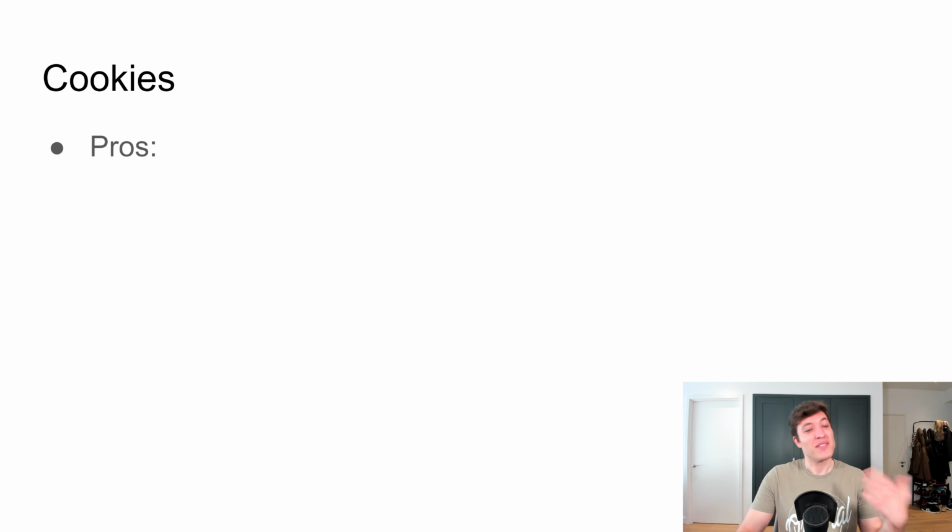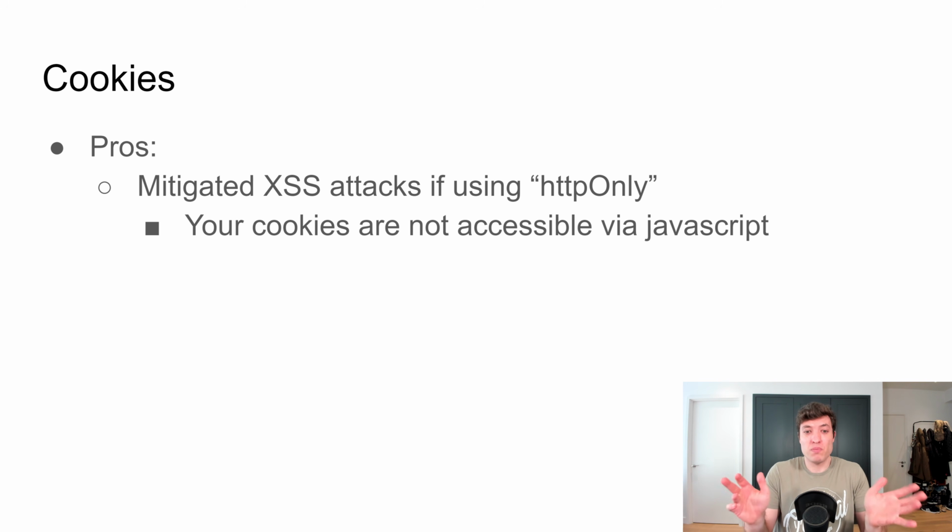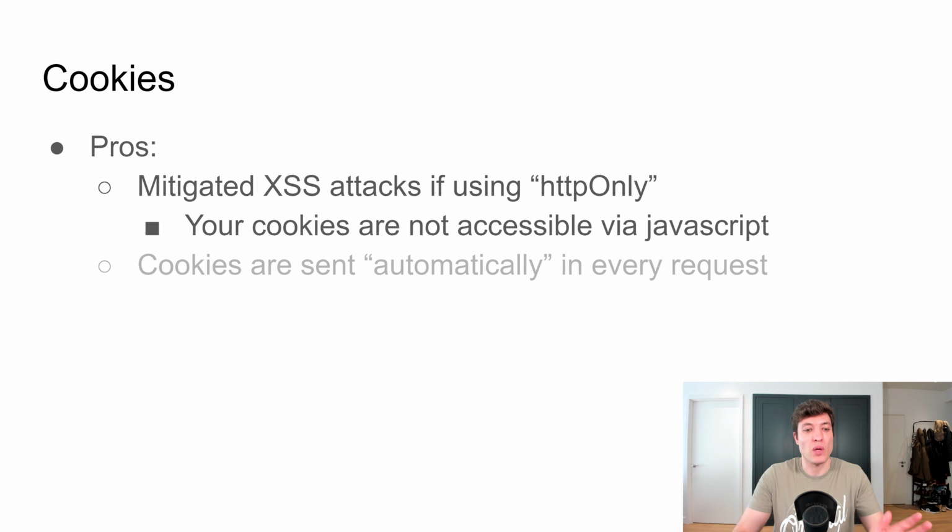And cookies, the pro is it mitigates the attacks if using HTTP only. And what is HTTP only in a cookie? It's a way for you to only have the cookie through HTTP calls, okay? So you don't have access to that cookie when you do document.cookie, okay? That cookie is not accessible via JavaScript, okay? Which prevents the cross-site scripting attacks, or some of them at least, okay?